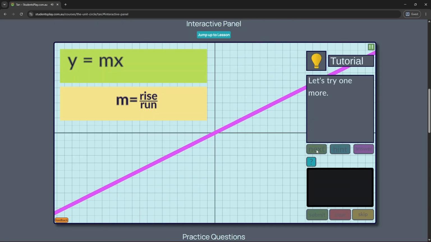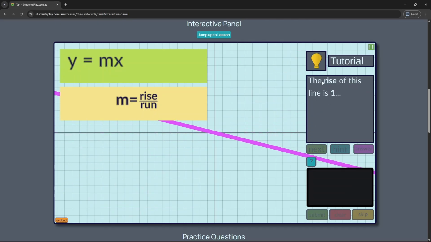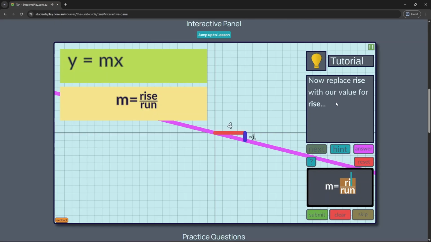Let's try one more. The rise of this line is 1, so it's only 1 unit that way. But because it goes down, let's make it -1. And the run is still positive, so it goes to the right, and the length is 4. Oh, little typo there with the bracket. Whoops. Type in the m formula again. So just m equals rise over run. Now replace rise with our value for rise. So that was -1. And replace run with our value for run. Okay, that would be 4.